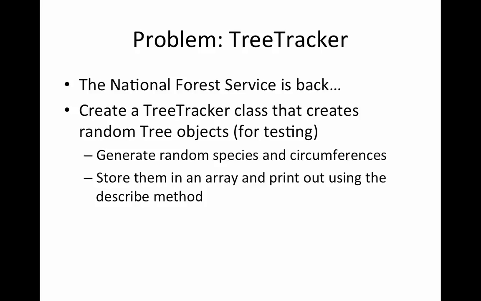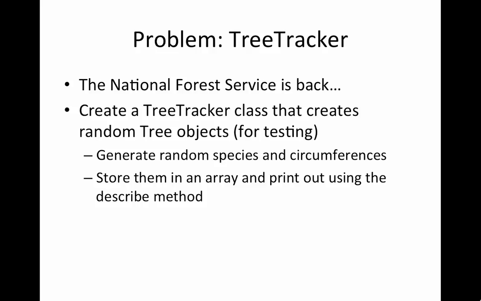What does it mean they are going to be random? Well, remember what kind of characteristics a tree has. It has three variables: a serial number, the circumference, and a species. For each tree we are going to create, we want to pick a random value for the circumference. We also want to pick a random species for every tree that we're going to create.